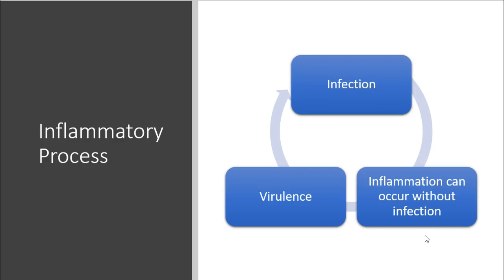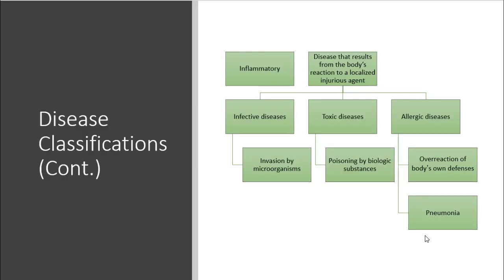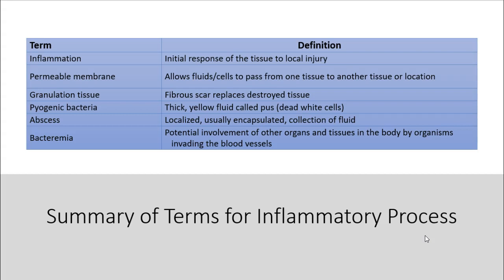Inflammation can occur without infection. All right, so we're still in inflammatory, and you have a disease that results from the body's reaction to a local injurious agent. So you can have an infective disease, invasion by a microorganism. You can have toxic disease, which is poisoning by a biological substance, or you can have allergic disease, which is an overreaction of the body's own defense. And one of the examples of that is pneumonia.